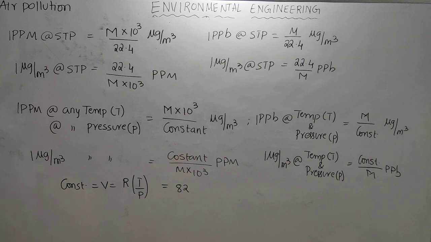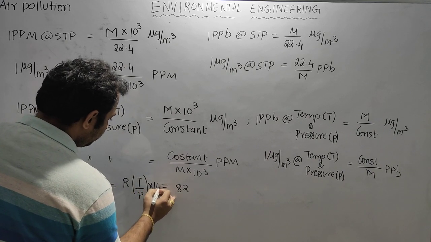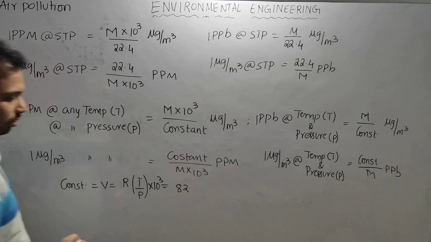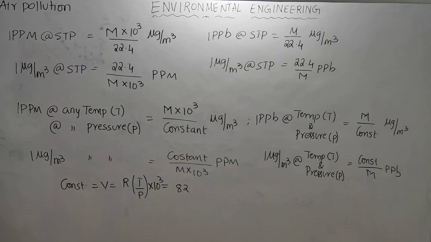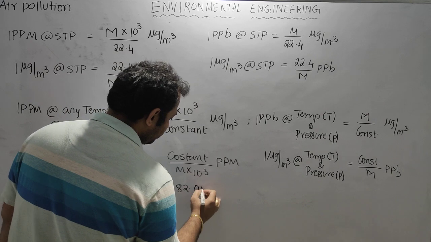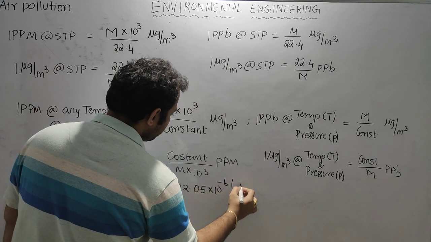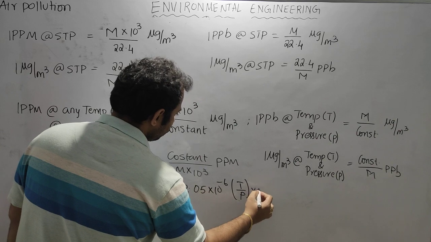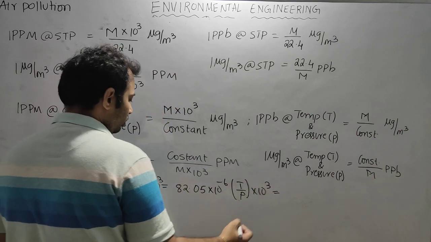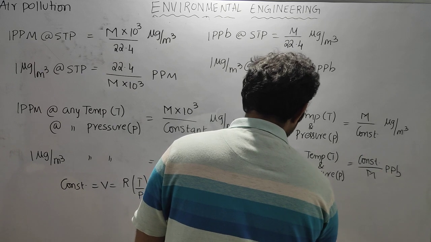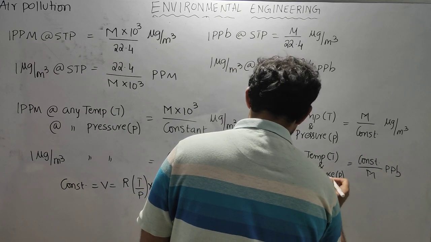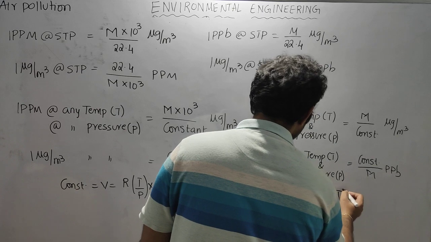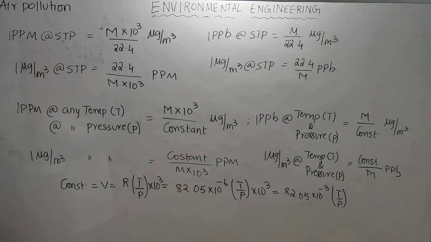Okay, that is 10 to the power of minus 3 into 10 to the power of 3, 82.06 into 10 to the power of minus 6. So this is the constant value, 82.05 into 10 to the power of minus 3. T by P is the constant value.